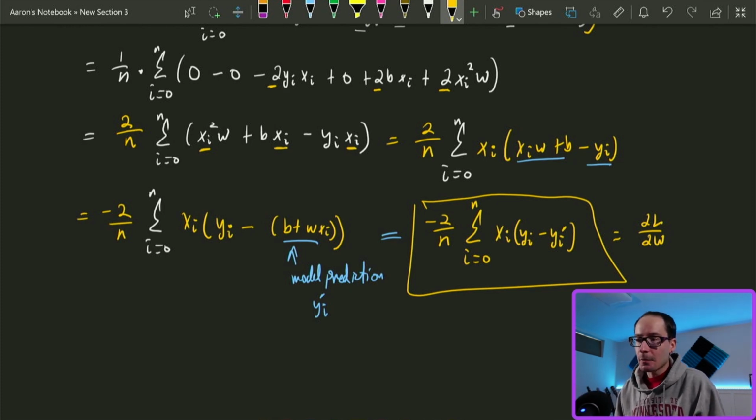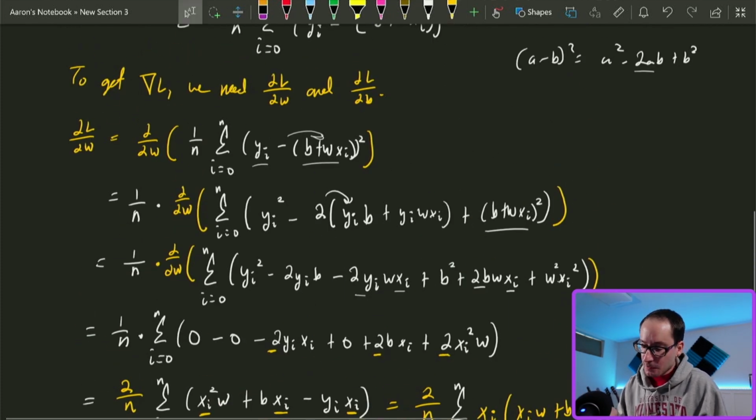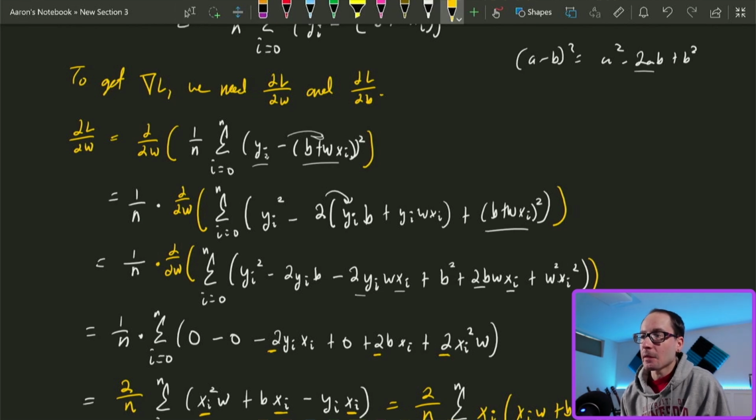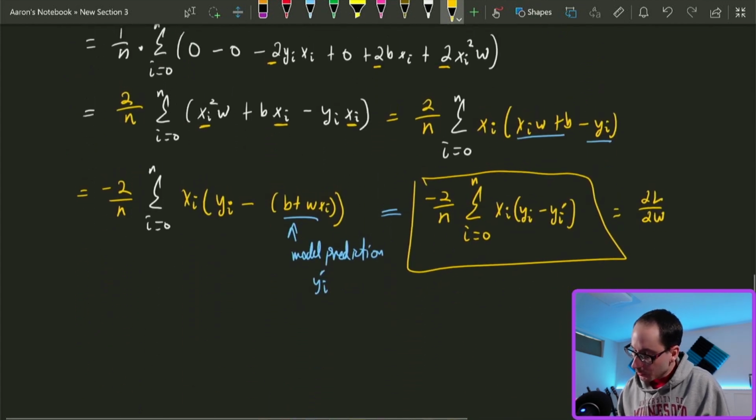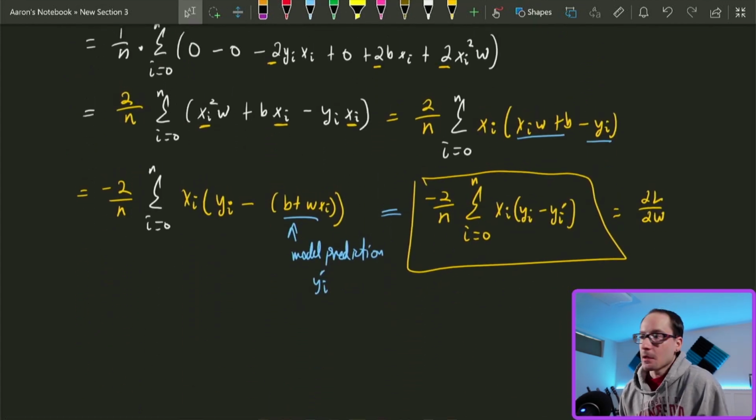So the partial of L with respect to W, remember where this started. We started with this derivation. We're looking at the mean square error loss function here, right? Yi minus the predicted value quantity squared. So what you have here is a pretty simple calculation to implement, right?